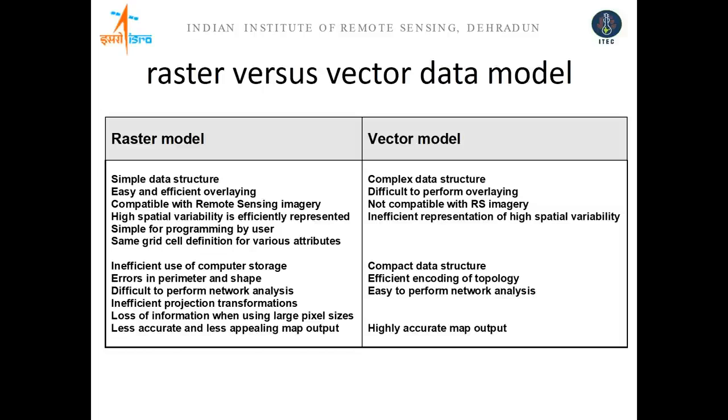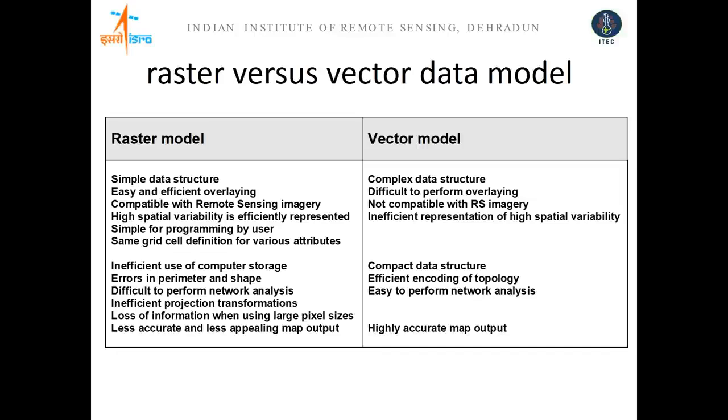But when you talk about vector data structure, here you are talking about the complex structure, because you are dealing with coordinate pairs, and it's not only the coordinate pairs, you are also applying topological operations on those data sets. So it is more of a complex model as compared to the raster model. In the raster, you can easily and efficiently overlay the maps.